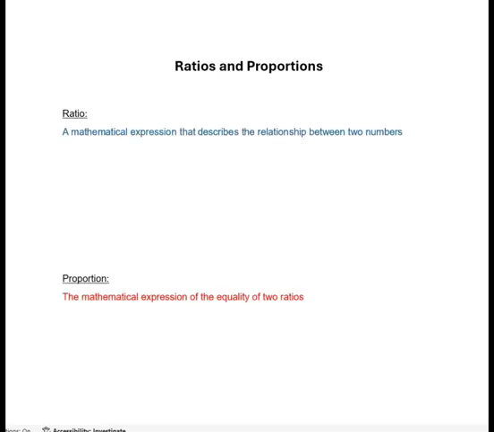Today we are going to be learning about the differences and similarities between a ratio and a proportion in a mathematical sense. So we'll start with the ratio and then we'll move on to proportion, and I'll give you guys a description of each and then some examples and real-world applicability.